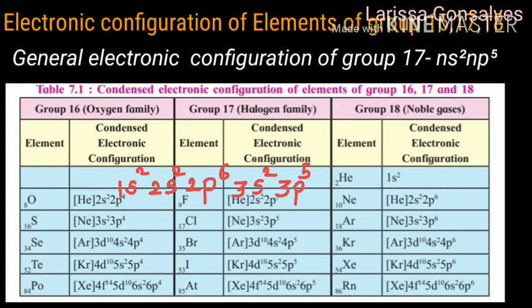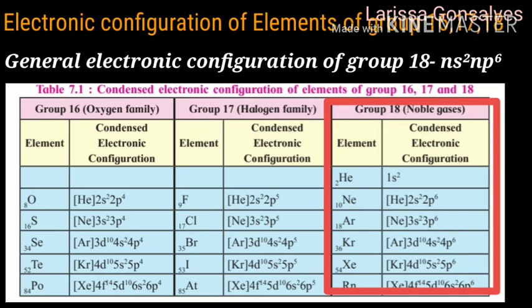So here again, the last two shells, that is S and P: S has 2 electrons and P has 5 electrons. Hence it is proving that the general electronic configuration of group 17 elements is Ns2Np5. The general electronic configuration of group 18 elements is Ns2Np6.